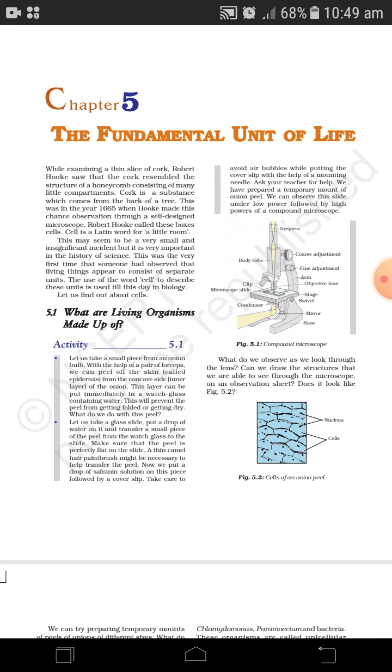Under that we can see one thing. What do we observe as we look through the lens? Can we draw the structure that we are able to see through the microscope on an observation sheet? Does it look like Figure 5.2? So you can see the 5.2 here. Cell of the onion peel. It is a cell from inside the onion.